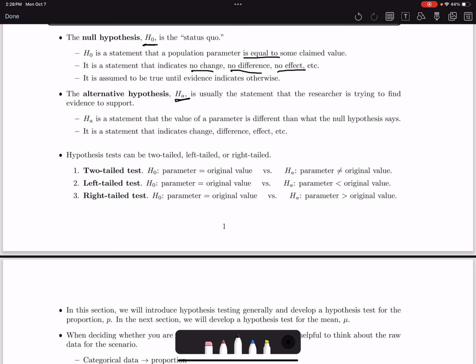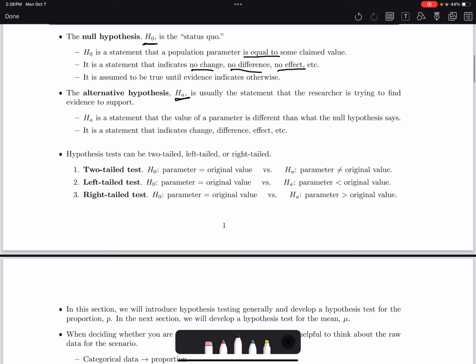In a two-tailed test, the alternative, well, first of all, notice that in all 3 tests, the null hypothesis is always that the parameter equals some value, right? It's always an equals, right? The null hypothesis is a statement of equality. In a two-tailed test, the alternative is that the parameter does not equal that value, as stated in the null hypothesis. In a left-tailed test, it's that the parameter is less than the value. And in a right-tailed test, it's that the parameter is greater than some value.